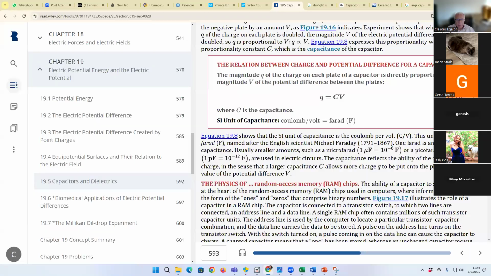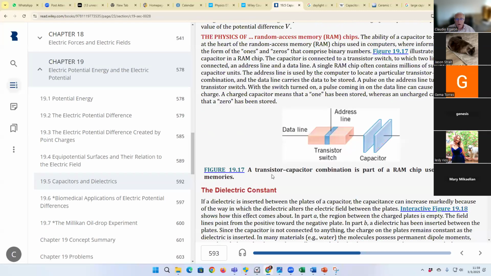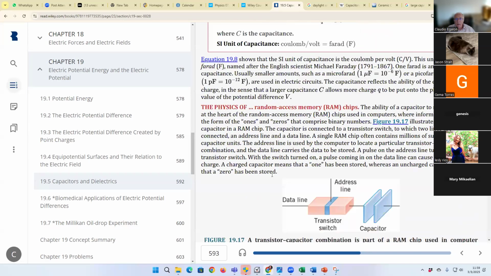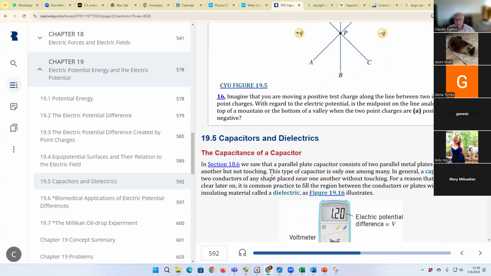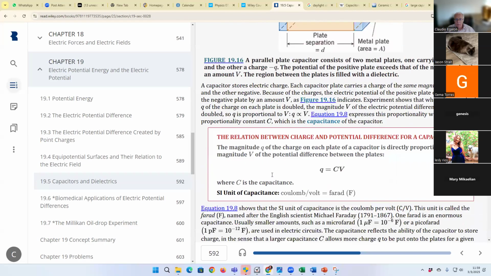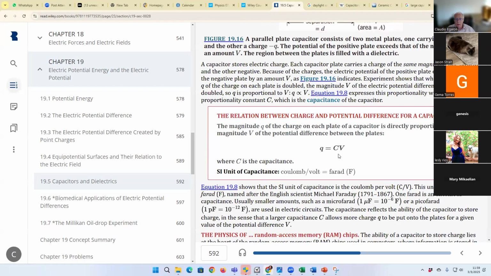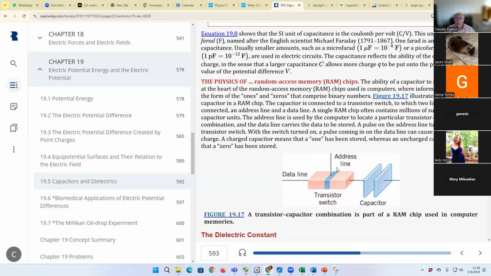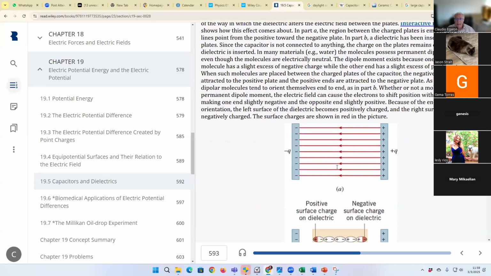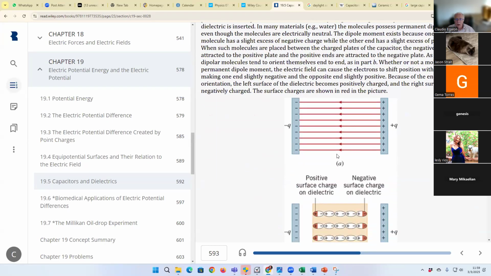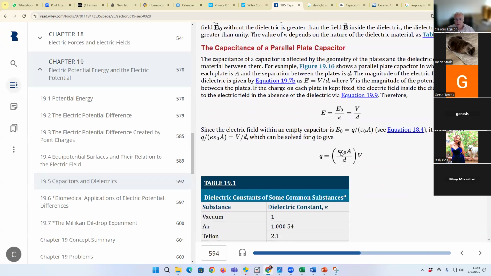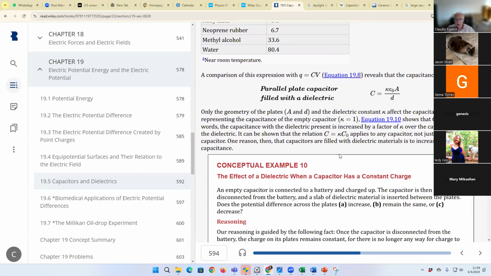Let's see what we did here in the book. Dielectric constant. Constant, yeah. Q over VC. The dielectric constant. Okay, there's one more thing here that we have to worry about. I didn't cover it yet. We are going to cover it right now.